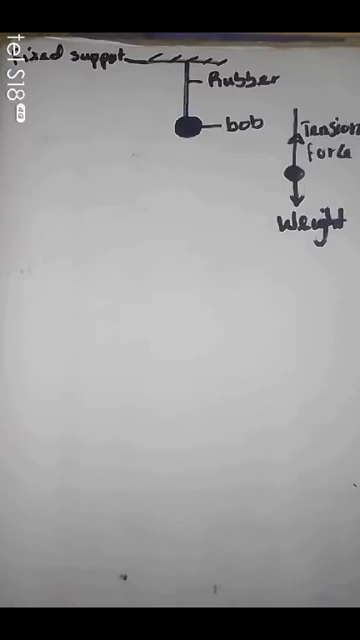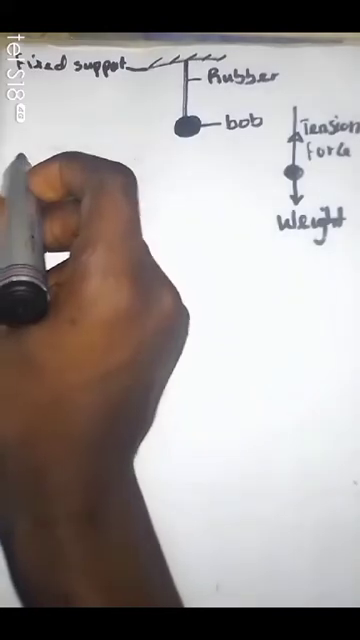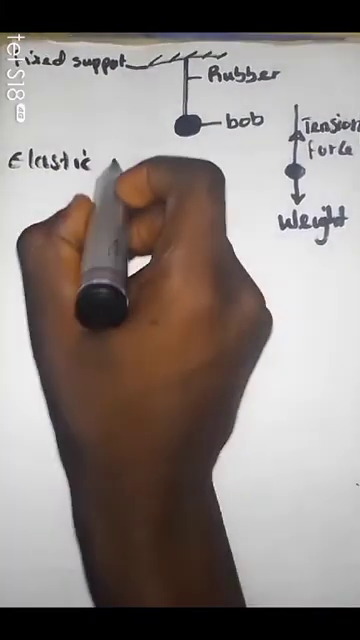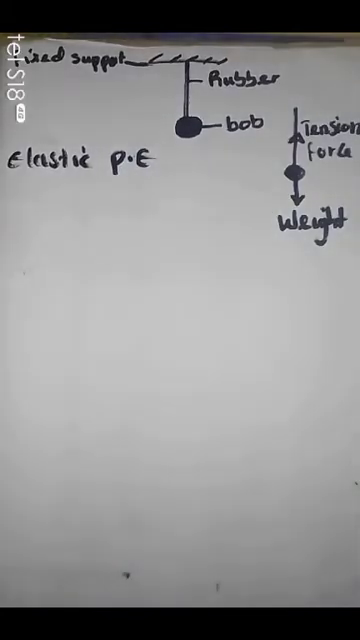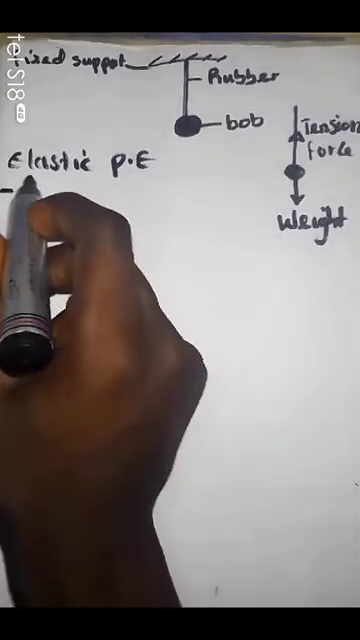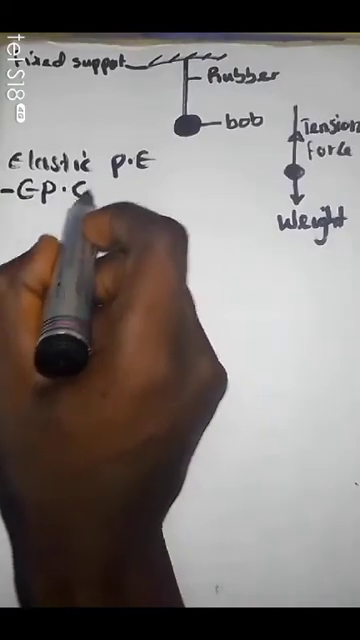Then part 2 is asking us to name the forms of energy possessed by the rubber band and the bulb. So the rubber band possesses elastic potential energy. Then the bulb possesses gravitational potential energy. Good.